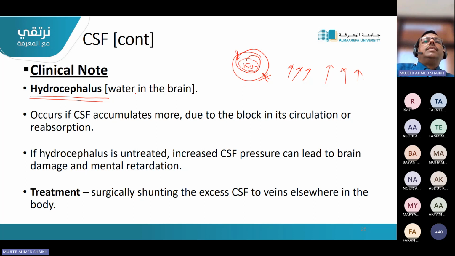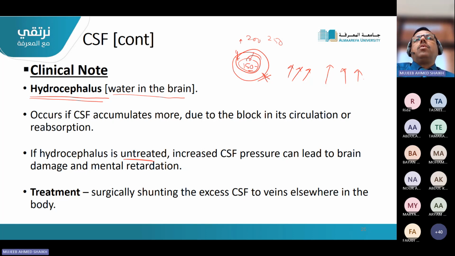Okay. So two conditions are there. Either it will be secreted more or it will be absorbed less, or there is a block in the circulation. We call it hydrocephalus, or in general term, water in the brain. So if it is not treated, if this is becoming more, let's say 200 ml or 250 or 300, what will happen?